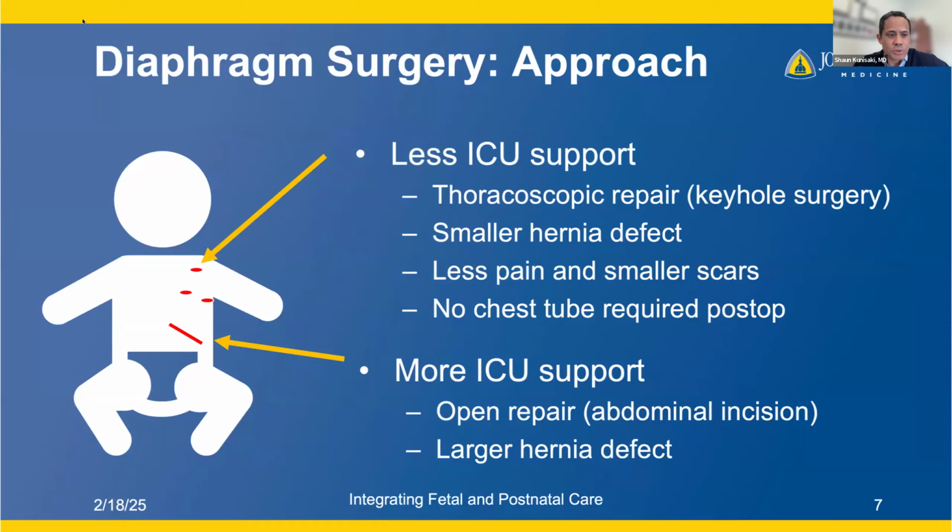In general, in terms of approach, if a CDH baby requires less ICU support, as defined mostly by the amount of support on the ventilator, as well as the use of vasoactive agents, babies are qualified for thoracoscopic repair or keyhole surgery, as it's sometimes called. This is actually done through the chest, and those babies typically are associated with hernia defects that are smaller.